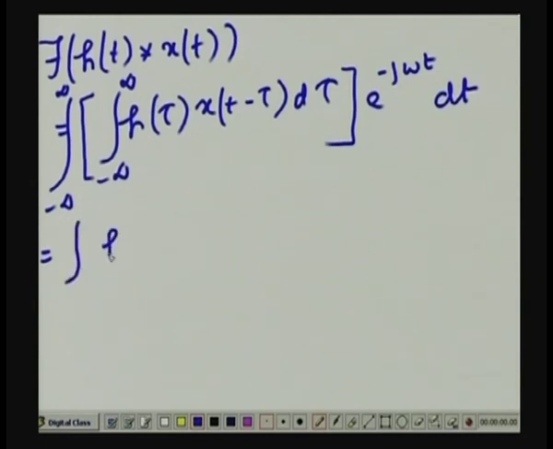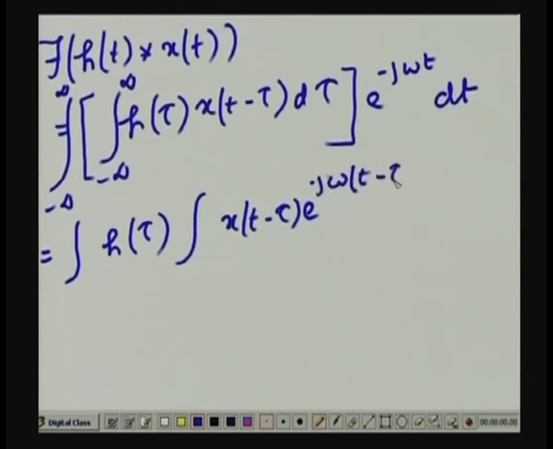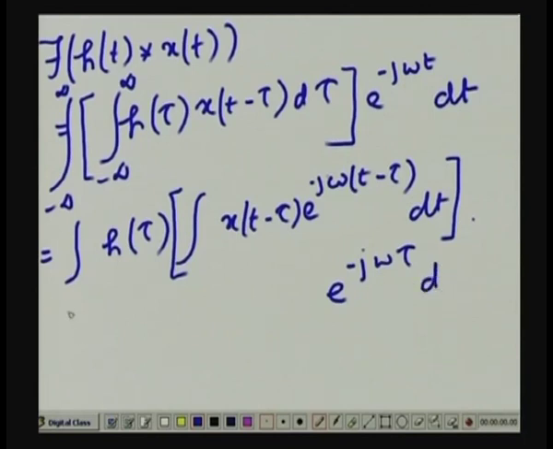I can take h tau out of the inner integral. The inner integral I can represent as x of t minus tau e to the power minus j omega (t minus tau) dt. So, I can put this as the inner integral, then I have to multiply this whole term by e to the power minus j omega tau d tau, and then this integration will be from tau equal to minus infinity to infinity.